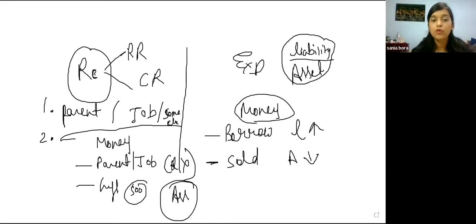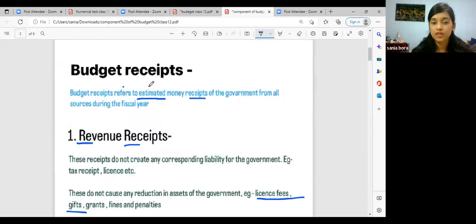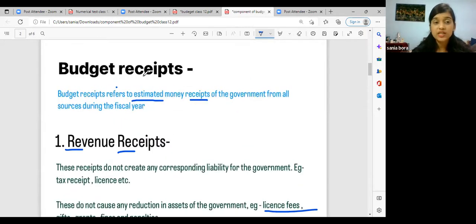Now first we will understand what is budget receipt. Budget receipt refers to the estimated money receipt of the government from all sources during the fiscal year. Budget receipt is basically I am receiving money, right? So budget receipt refers to estimated money. Here also I have written estimated. Why? Because it's not the actual one. I can only assume or I can only predict. So budget receipt refers to the estimated money receipt of the government from all sources.